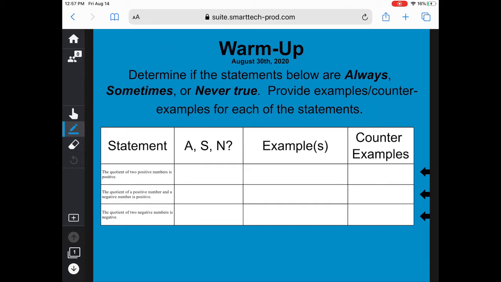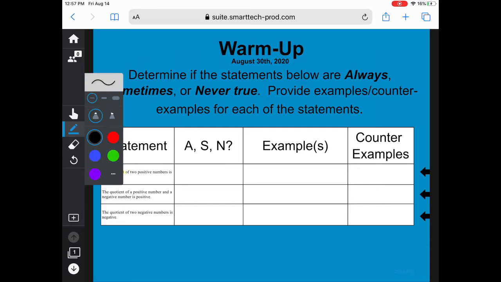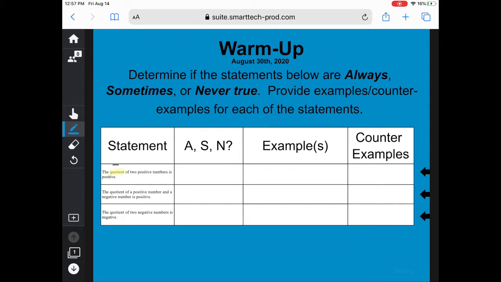Statement number one says the quotient of two positive numbers is positive. So I'm going to highlight quotient. And I know that this means to divide. Maybe you didn't, but that's okay. Now you do. You're going to write a division sign above the quotient. And it says of two positive numbers. So I need to come up with two positive numbers. I'm going to do 6 and 3.